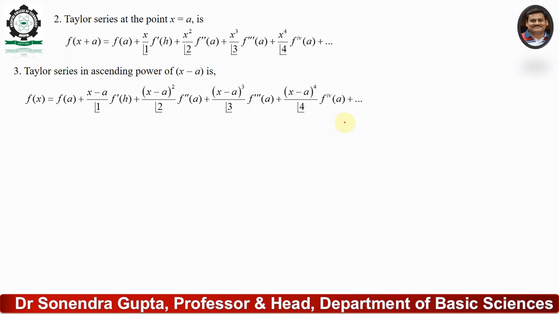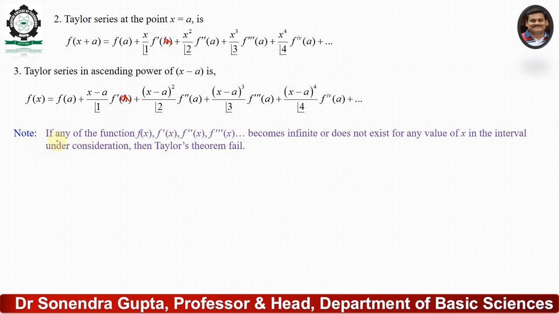This is the fourth formula for the Taylor series in terms of a, in ascending powers of x minus a and so on. These are the four important formulas for the Taylor series. Now we discuss some problems for your practice. If any of the functions f(x), f'(x), f''(x), f'''(x) becomes infinite or does not exist, it means that the Taylor expansion fails.